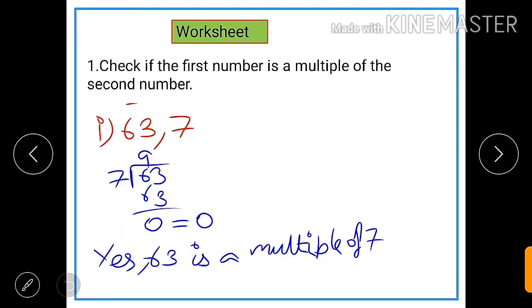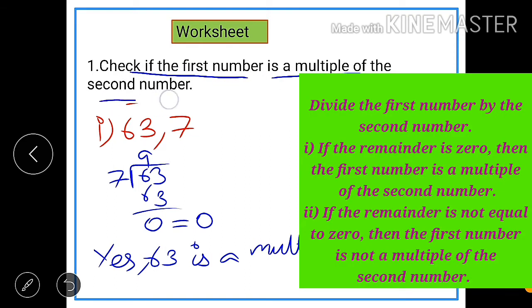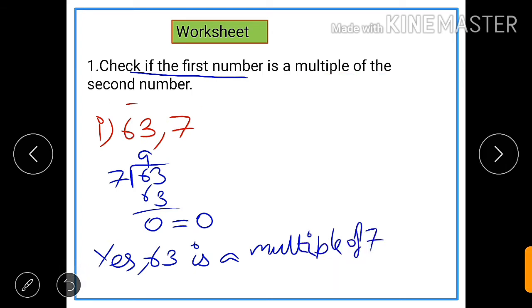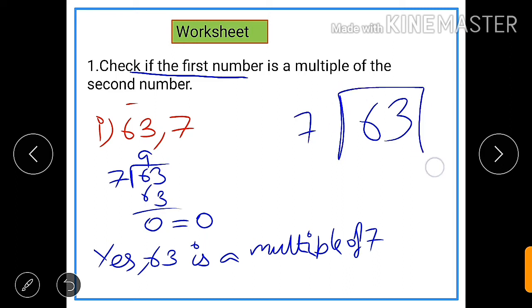Now let us go through the worksheet. Number 1. Check if the first number is a multiple of the second number. In this question we need to check whether 63 is a multiple of 7 or not. How will we check? We will just divide 63 by 7. By dividing 63 by 7 we will get 7 9s are 63 and the remainder will be 0. So as you can see, the remainder is 0. That means 63 is exactly divisible by 7.